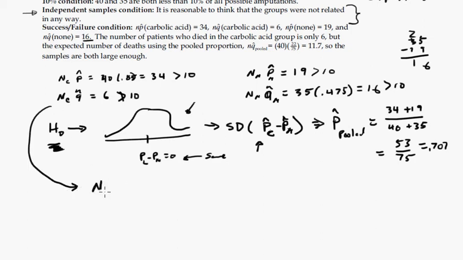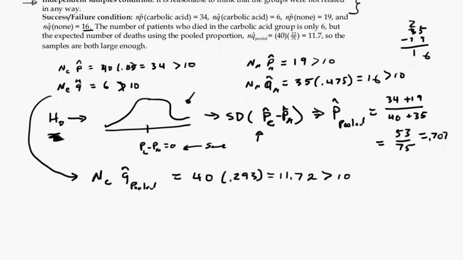We can say, how about this? Times q hat pooled. How will that work? So this is going to be 40, and q hat pooled would be 0.293, and they do it right above, but I just want to do it myself. 40 times 0.293, I get 11.72, which is just barely big enough. That's just barely greater than 10.